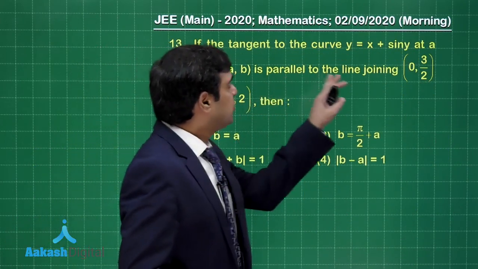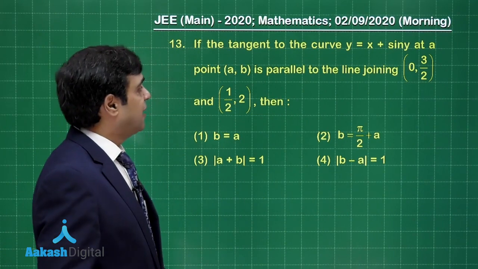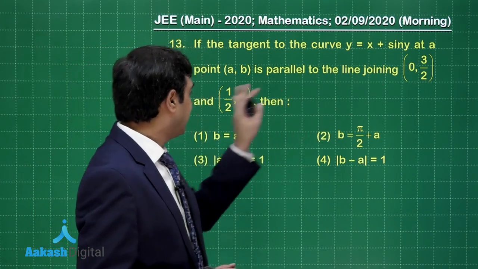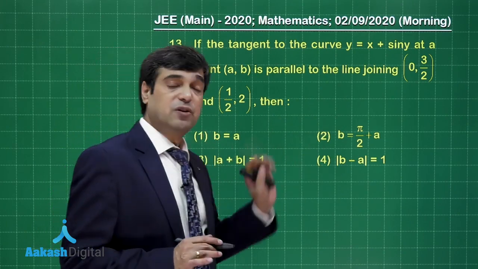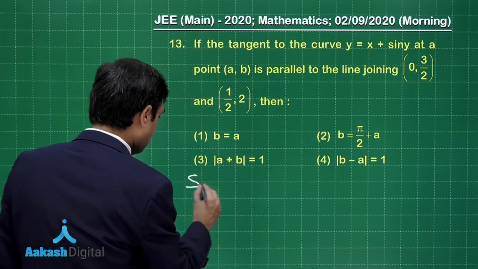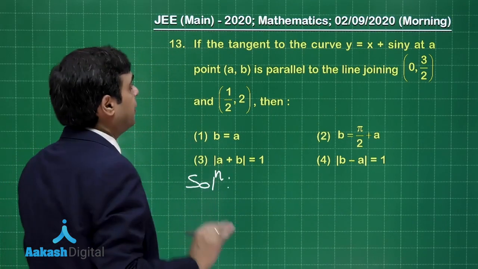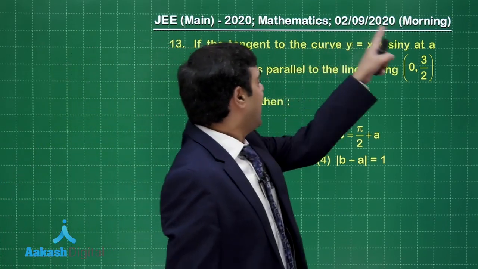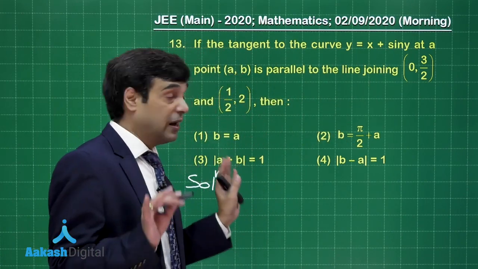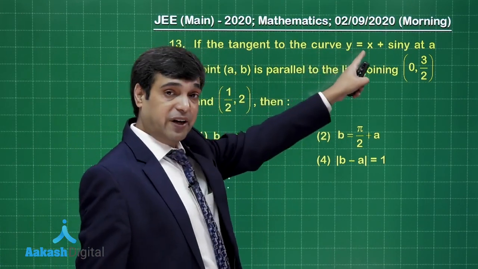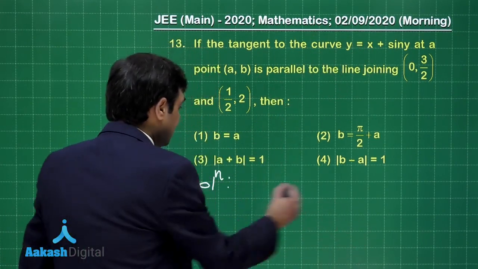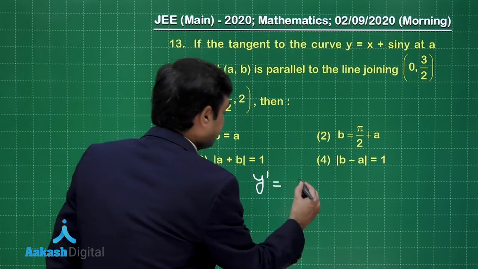If the tangent to the curve y equals x plus sine y at a point a comma b is parallel to the line joining these 2 points, then which of the following is correct? Let's try out. Tangent to the curve at a comma b is parallel to this line joining, correct? Meaning we need to find the derivative, put the value for x as a and value of y as b. So first go for the derivative.